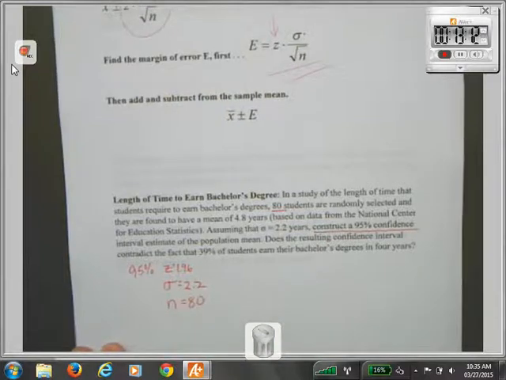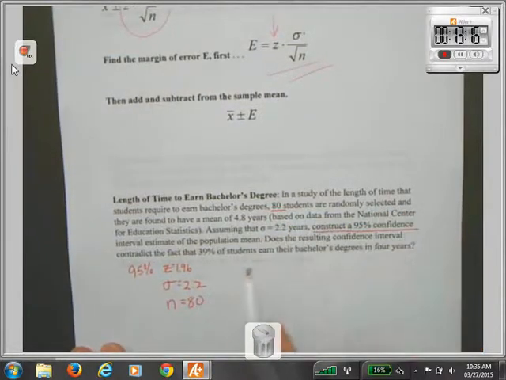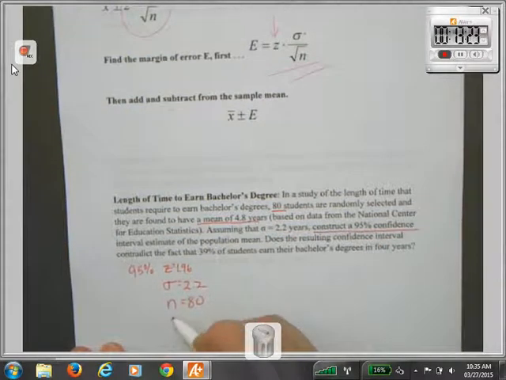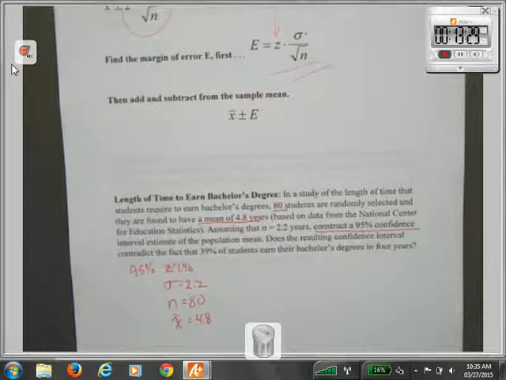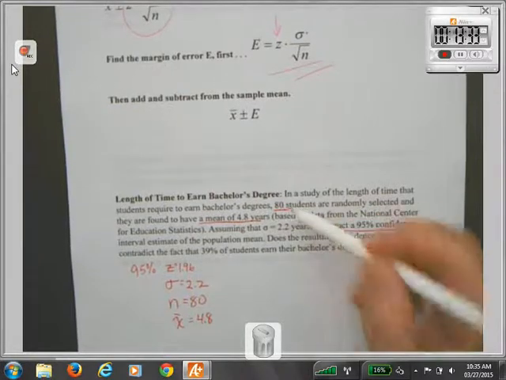We are also going to need X bar. And X bar is the mean of the 80 students. Okay, X bar is the sample mean. We don't need this until the end of the problem, but I'm going ahead and writing that down. We need X bar. 80 students.